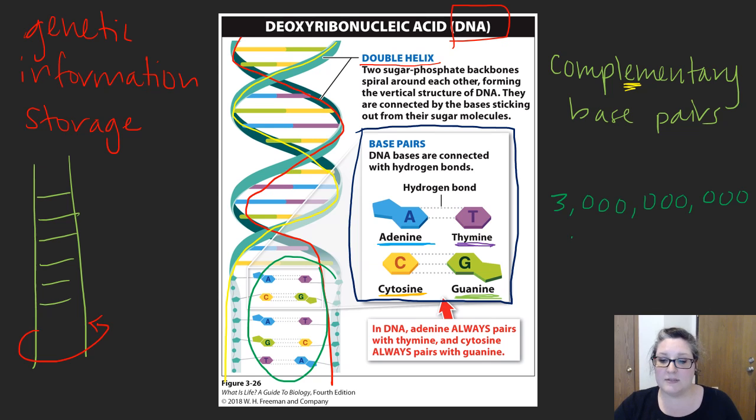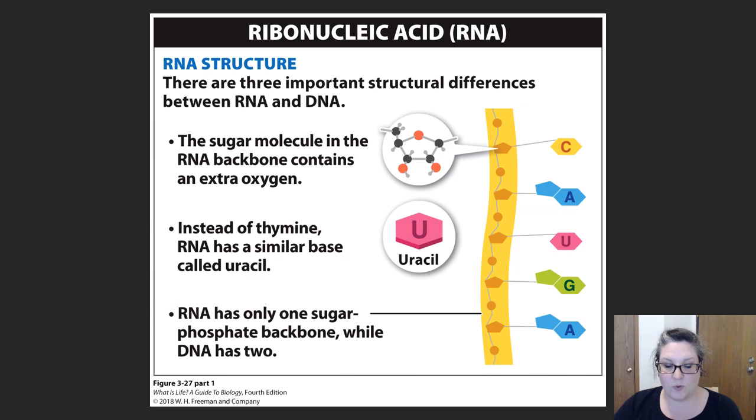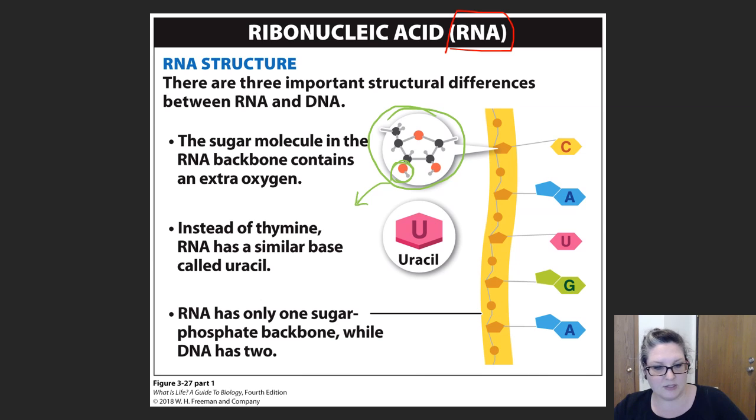The next type is ribonucleic acid, or RNA. Now there are several differences between DNA and RNA. First of all, the sugar is different. So instead of deoxyribose, this one is called ribose because it has one extra oxygen, and deoxy for DNA means that oxygen has gone away and been replaced by a hydrogen. But in this case, there is an additional oxygen. So ribose is the sugar.